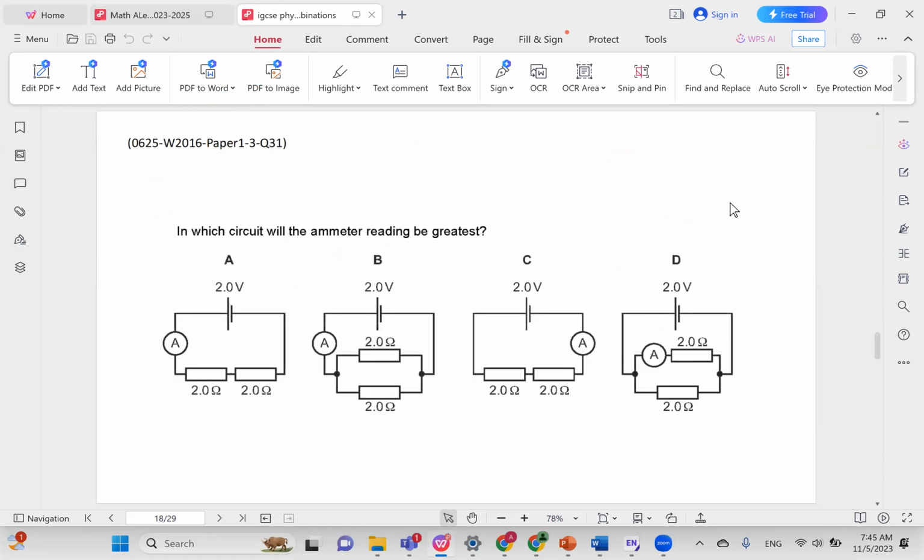In which circuit will the ammeter reading be the greatest? So this is a bit more advanced because you need to figure out how to maximize the ammeter reading. So the ammeter measures current. And we know that V is equal to I multiplied by R. So to maximize I, I need to minimize R, because they lie on the same side of the equation, so they're inversely proportional. So in order to get the highest ammeter reading, I want to get the smallest resistance. So which of these arrangements gives me the smallest resistance?